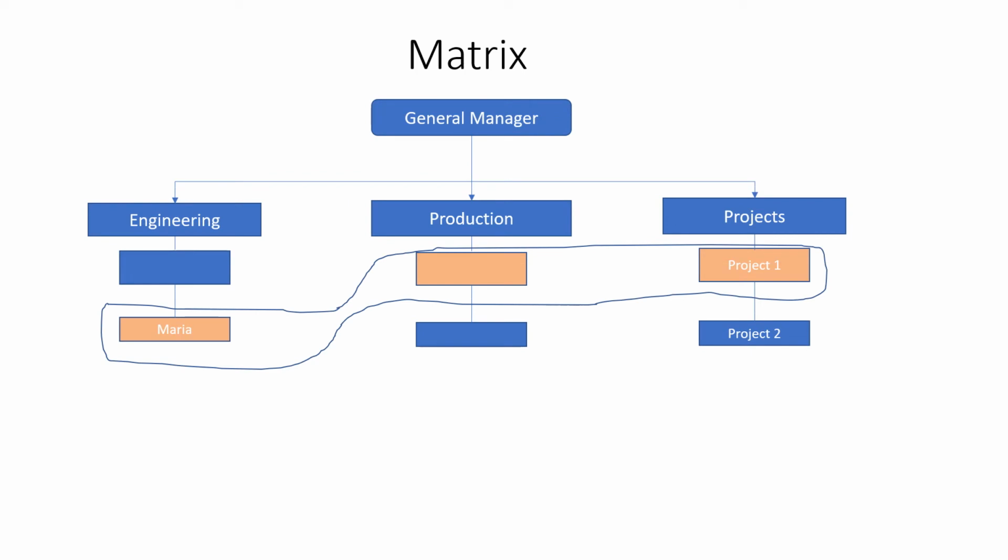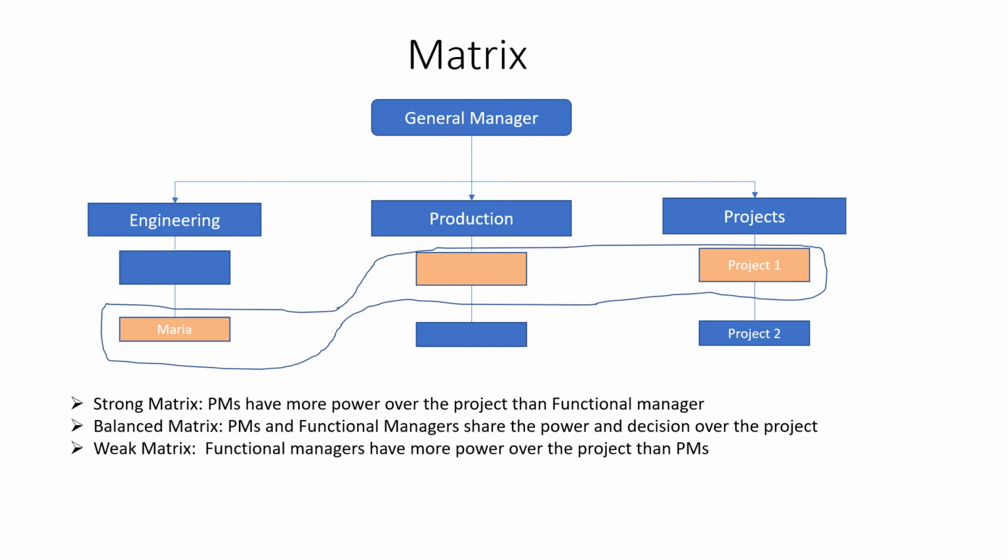Matrix. This one is a combination of a functional and a project type structure. Here you have two command structures, vertical and horizontal, and may exist a functional and a project manager sharing the respective authorities. For instance, an employee may belong to a functional group but can also work on a project. This structure uses the best of both worlds. In a matrix organization, the structure can be of three types.